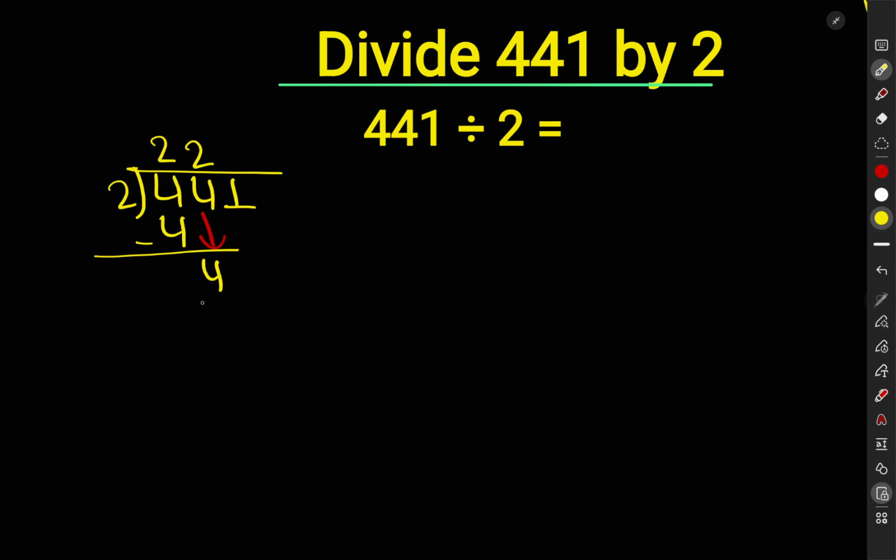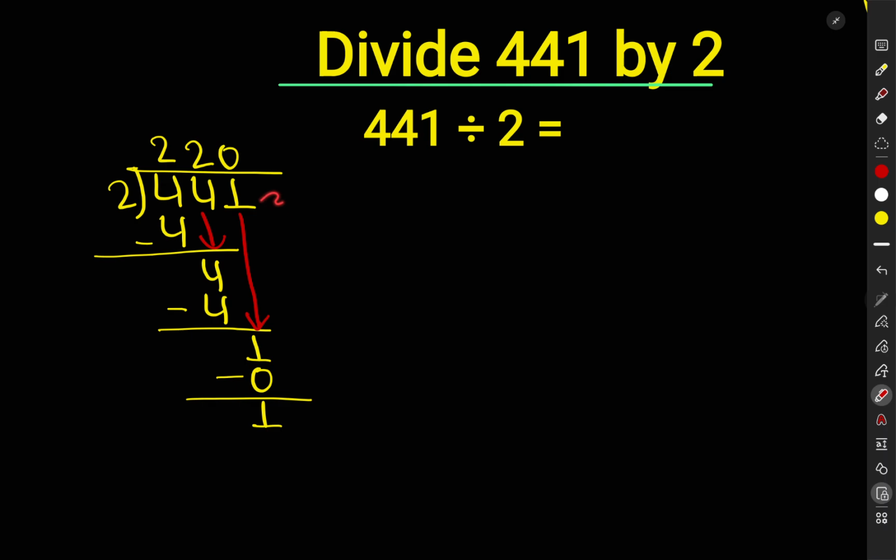2 times 2 is 4. On subtracting, it is 0. So again we put down this 1 and remove 0. So 2 times 0 means 0. On subtracting, it is 1.